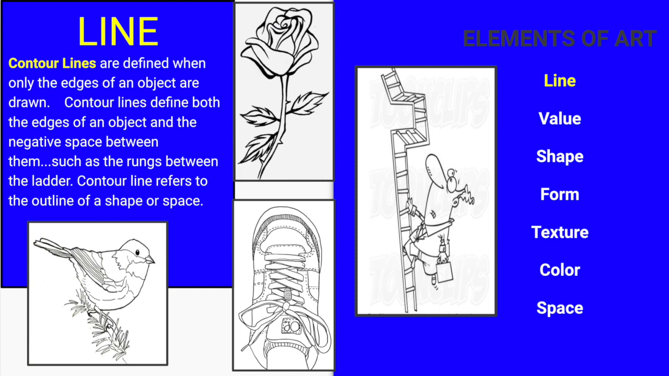Take a look at the bird. You'll see that the outline of the bird is defined and the outline of the little branch, but also other things are defined, such as the beak and the wings and the tail feathers, the eye. Everything about this little bird is defined with contour lines. That would be outside edges of whatever you're drawing. So if you're drawing the outside edges of the bird, that's fine, but then also you would be drawing the outside edges of the wing. Remember, that's called contour line.